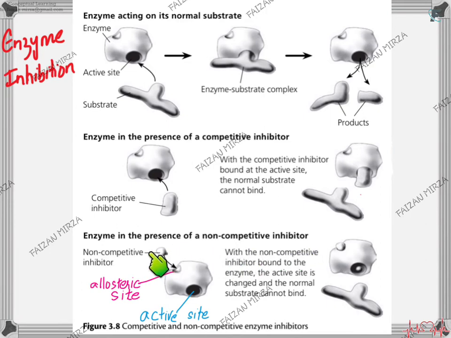Non-competitive inhibition: in this, the substrate can still attach to the active site, but in the presence of a non-competitive inhibitor, it will bind to any other place on the enzyme, which is called the allosteric site, and will form bonds there. Forming bonds here distorts the active site, and once the active site is distorted, the substrate cannot fit in.